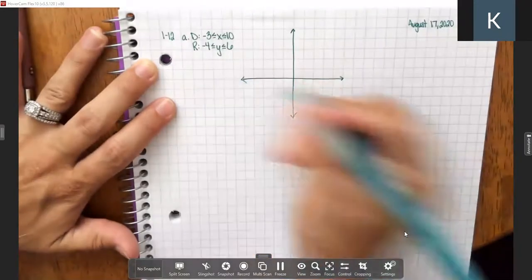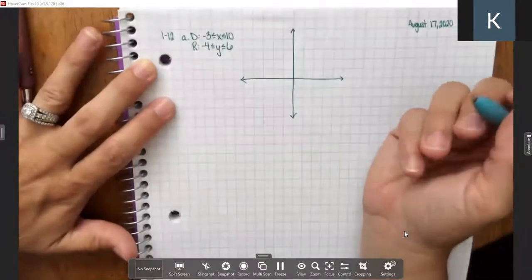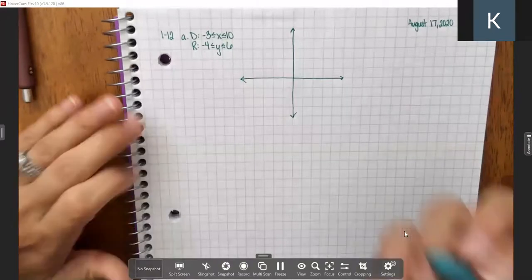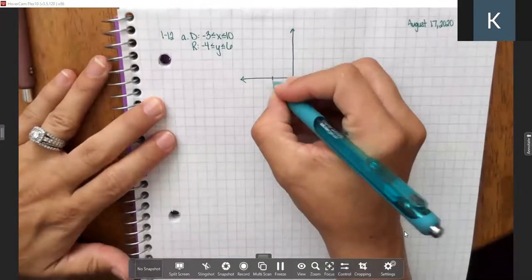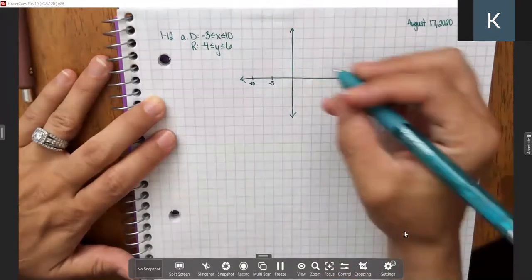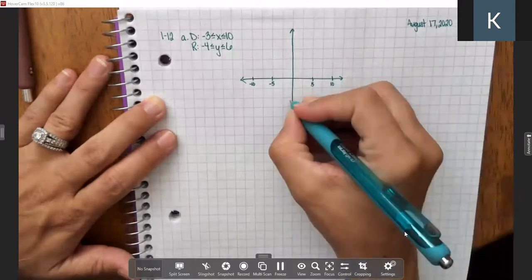We're just going to set up some axes. Let's see. I'm just going to scale these. So I'll make this -5, -10. So I'll do every 2 boxes is 5. You can set yours up a little bit differently. It doesn't matter.